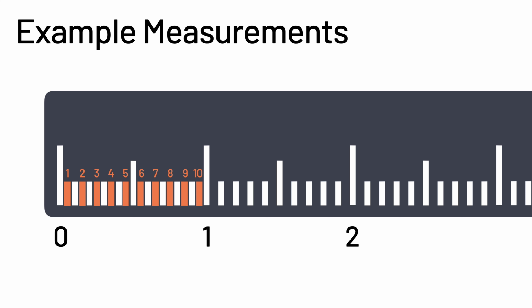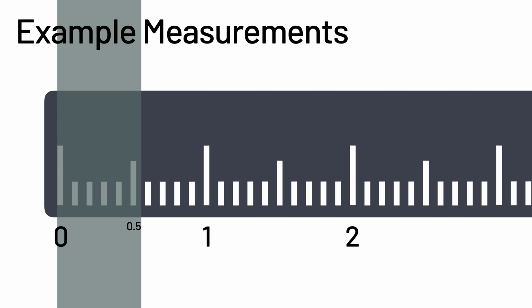10 total spaces. That means that each hash mark represents 0.1. I'm going to mark the middle one so we don't forget. Now let's use our measuring device to measure the width of this green strip of paper.